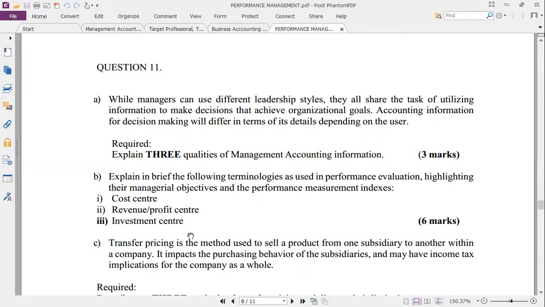The investment center goes beyond that. You combine the revenue and profit together plus the cost. Good. And then the measure that you can use at the investment center is the return on investment or residual income. These are the measures that you can use there.